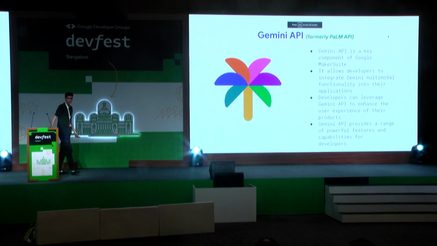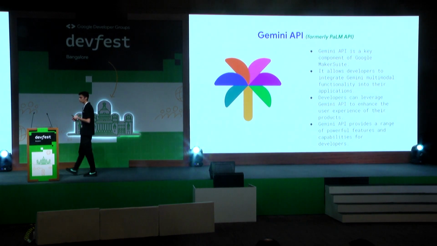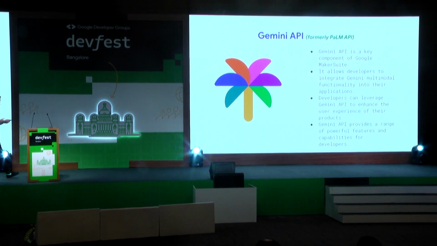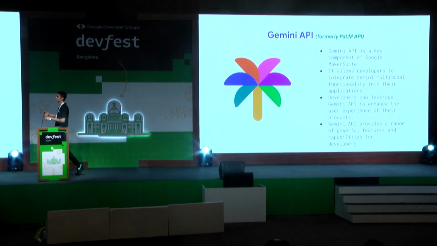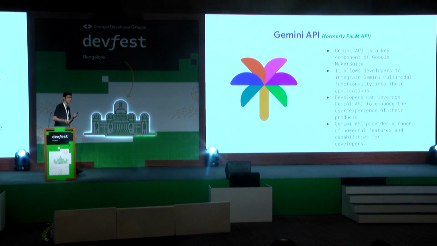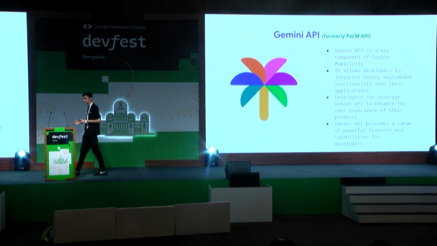So now, Gemini API, formerly known as Palm API. Gemini API is a key component of Makersuite or Google AI Studio. It allows developers like you and me to integrate the Gemini multimodal functionality inside of your tools. Developers can use this API to build workflows, and they can improve the experience for the end users. If you add a chatbot to your app to ask about the products that you have listed on the website, it would be more interesting, and it increases the experience of the user instead of searching for it. And Gemini API provides a large number of features and capabilities for developers to upscale their products.